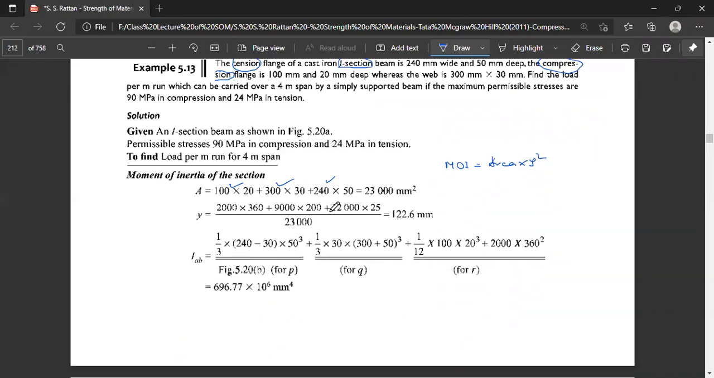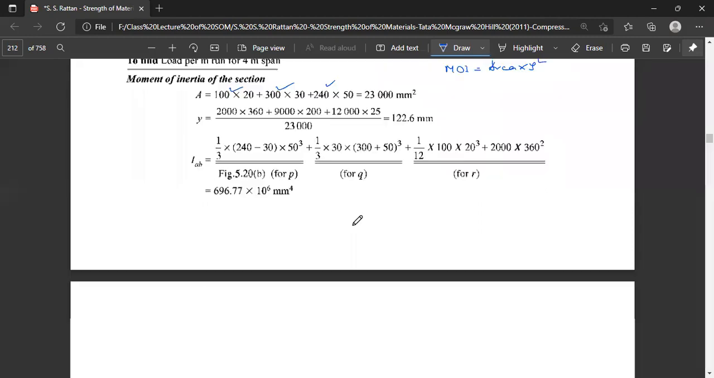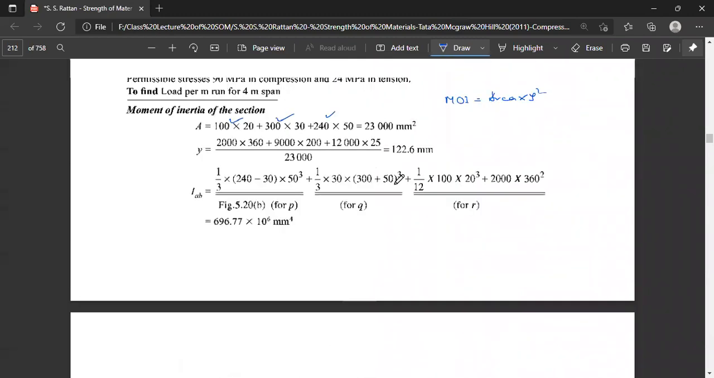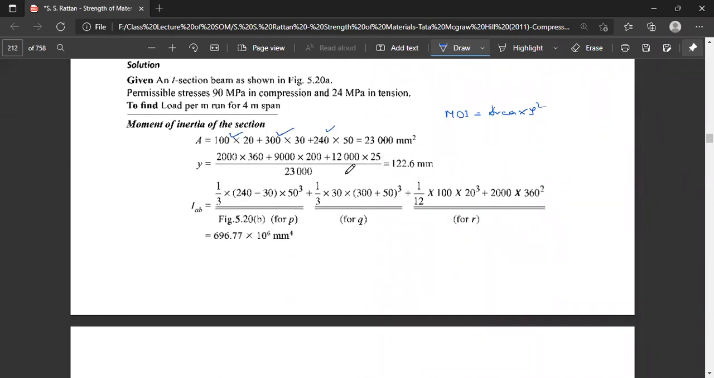This is also another area into y, and another is 12,000 into 25, which is the area here, 240 multiplied by 50, that is 12,000. Its CG distance will be half of 50, that is 25. So we divide by the full area. Here area multiplied by the distance of y is given as 122.6 millimeter. So the distance of the central axis from AB is given by this particular formula.